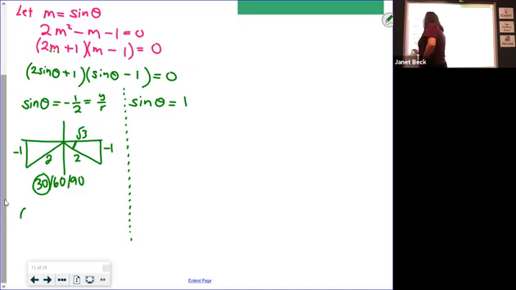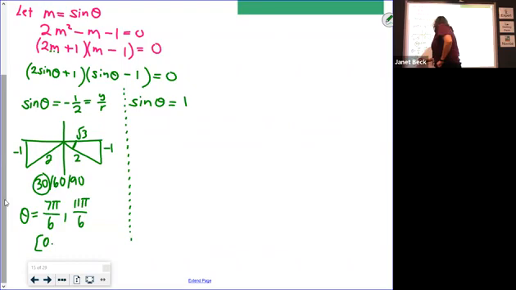So my answers for theta: in quadrant 3, 30 degrees is pi by 6, so I call that angle 7 pi over 6. In quadrant 4, I call it 11 pi over 6. Those were my answers from 0 to 2 pi.